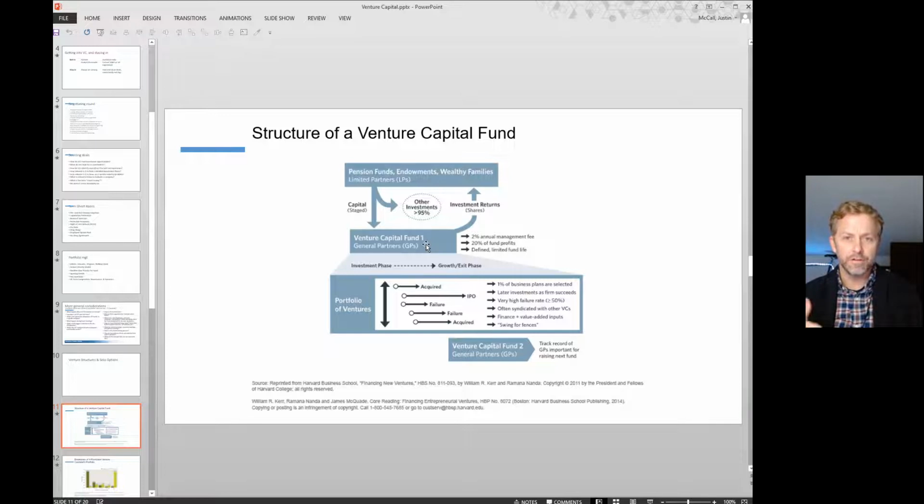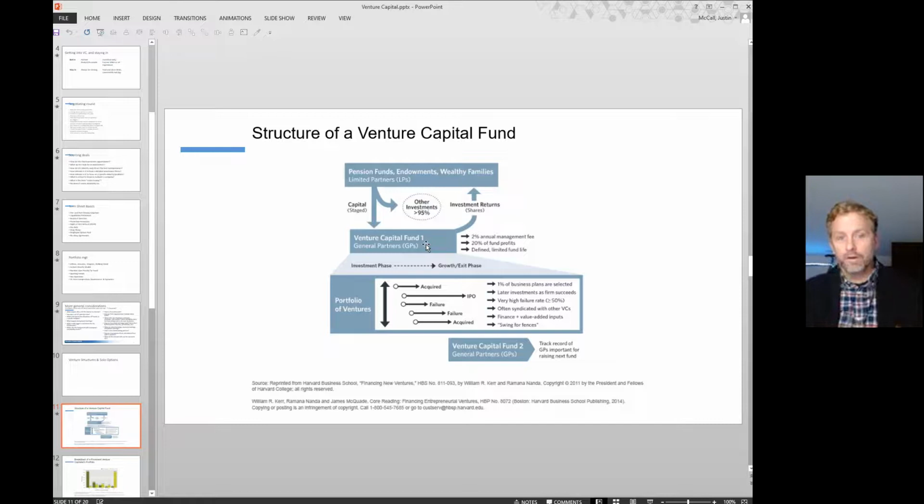You'll often hear this in the news or see it on Twitter, where they'll say, Kleiner Perkins raised another $3 billion for their latest round, or for their latest fund, or this new startup venture fund just raised $100 million for their first round, for their first fund.